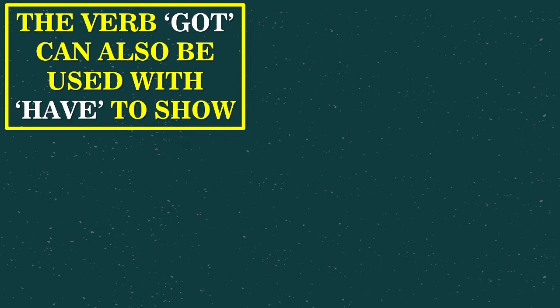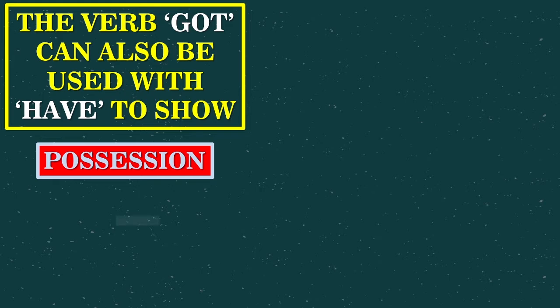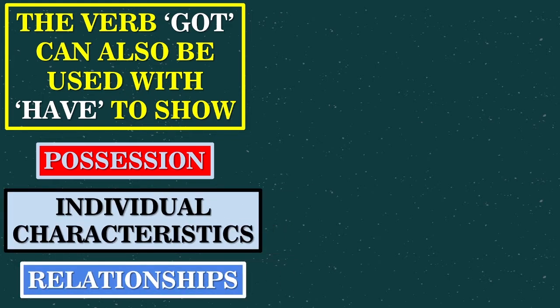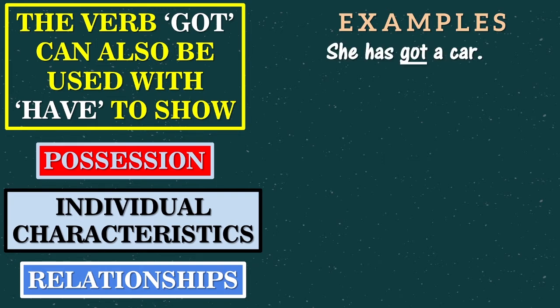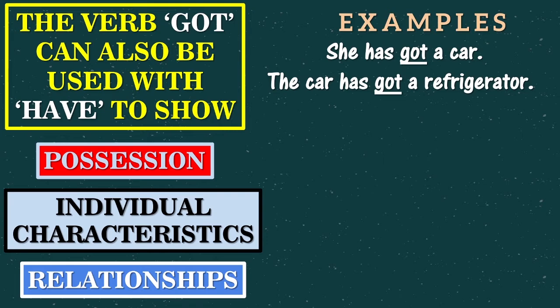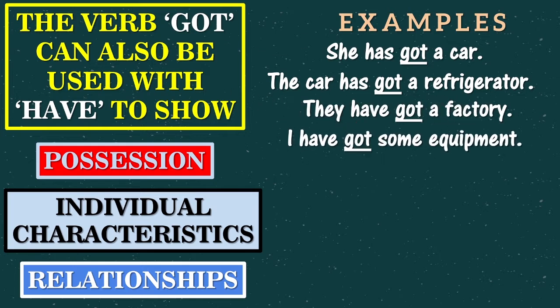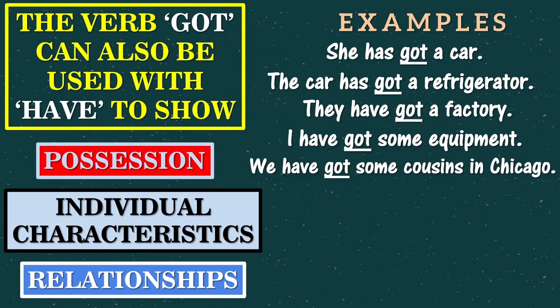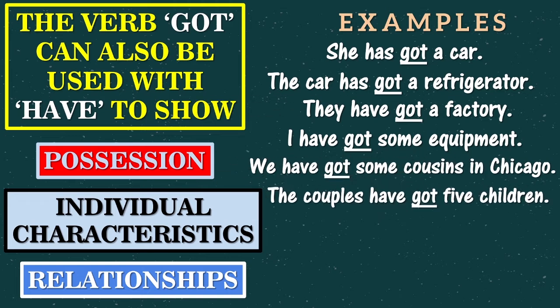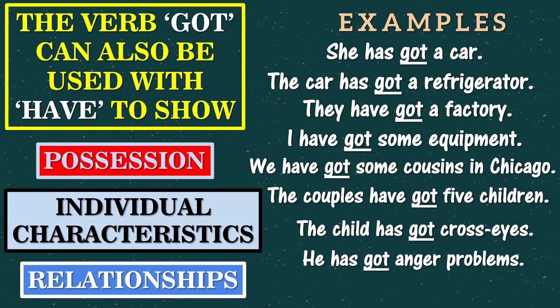Now, the verb got can also be used with have to show possession, individual characteristics, or relationships. Let's see some sentences to buttress this point. She has got a car. The car has got a refrigerator. They have got a factory. I have got some equipment. We have got some cousins in Chicago. The couples have got 5 children. The child has got crossed eyes. He has got anger problems. He has got a speech defect.